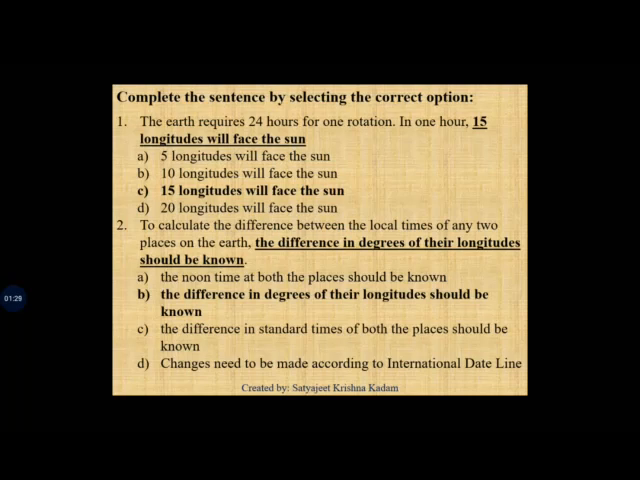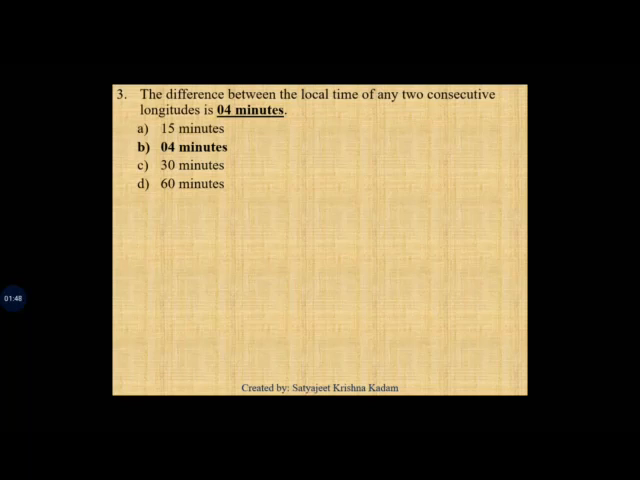Next, the difference between the local time of any two consecutive longitudes is dash. A. 15 minutes. B. 4 minutes. C. 30 minutes. D. 60 minutes. Answer 4 minutes.